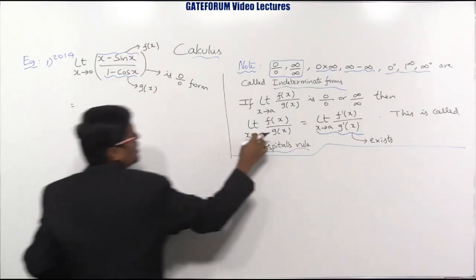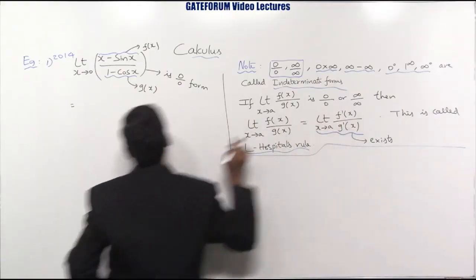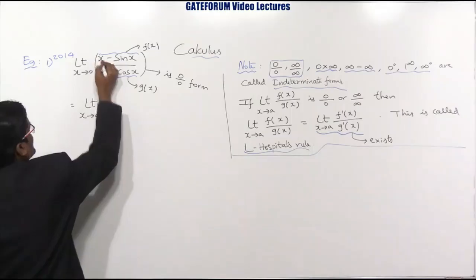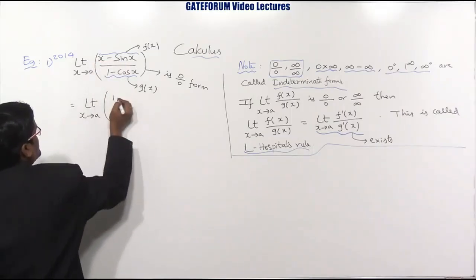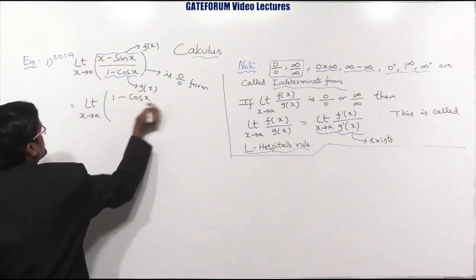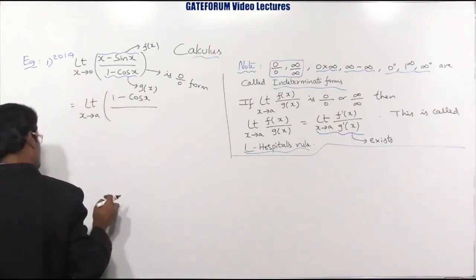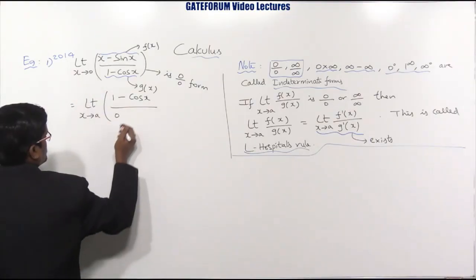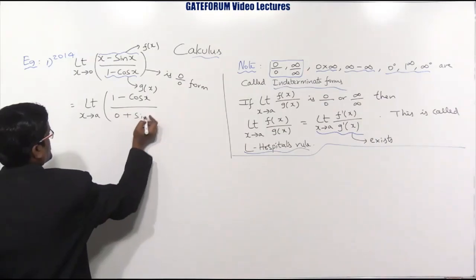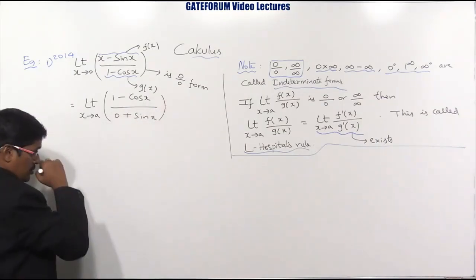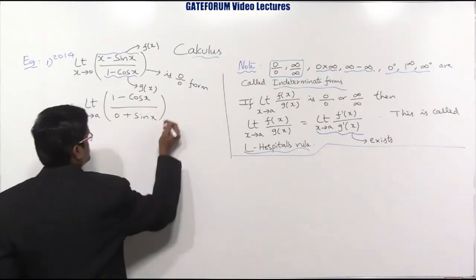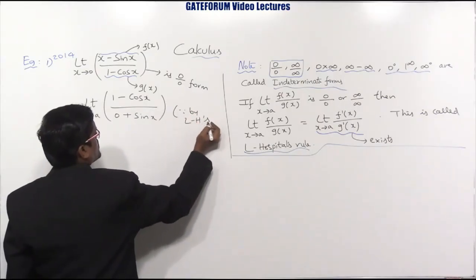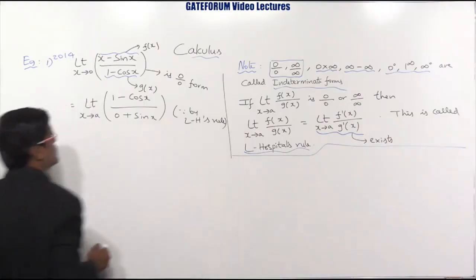So what I told, this is the question. Now the answer is limit of f dash x by g dash x. The derivative of x with respect to x is 1. The derivative of sin x is cos x. Divided by the derivative of 1, a constant alone, which is 0, and the derivative of cos x is minus sin x. So it simplifies to plus sin x. Since by L'Hospital's rule, in short form I am writing LHS rule.